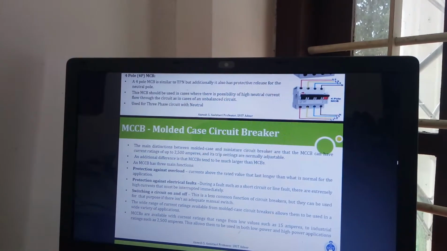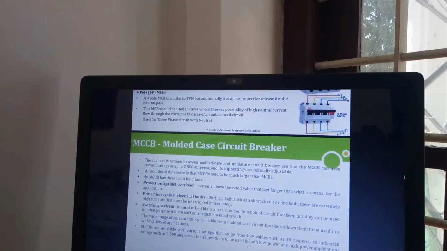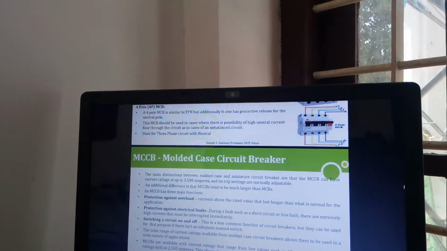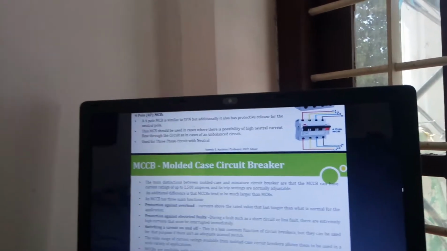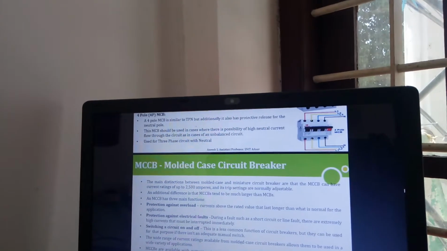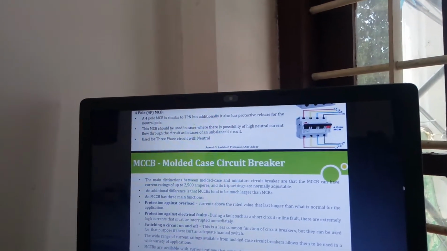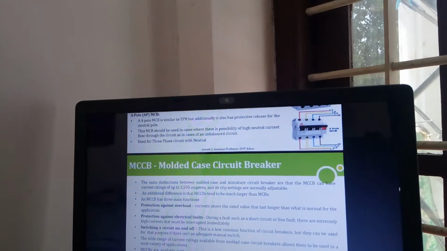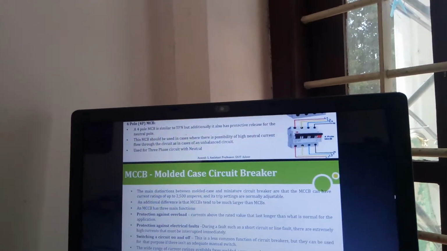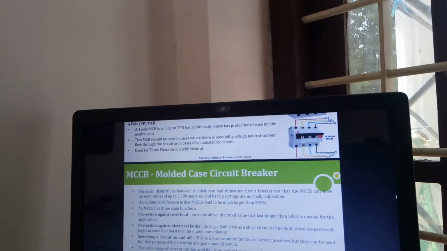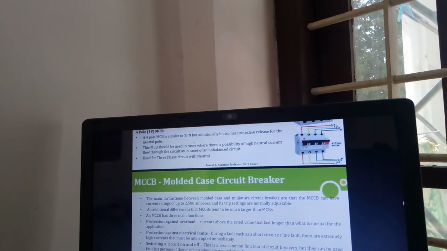Next is MCCB, that is a molded case circuit breaker. The main distinction between the miniature and molded type is that, based on its current rating and its trip setting, the trip setting is normally adjustable. It tends to have a large current carrying capacity, and it has three main functions: protection against overload, earth fault, as well as switching, that is on and off.